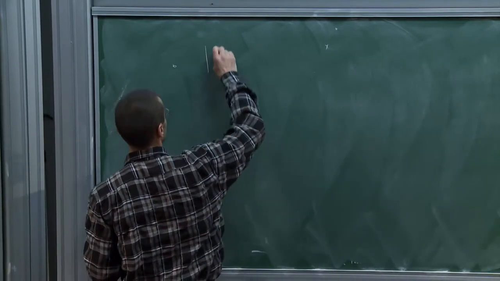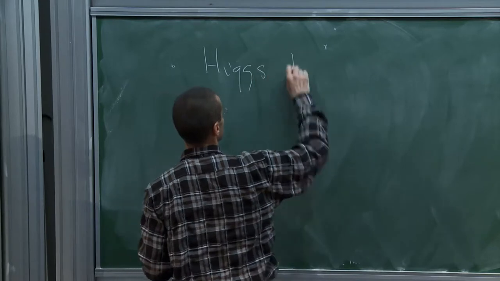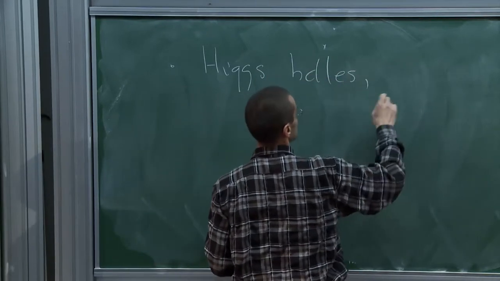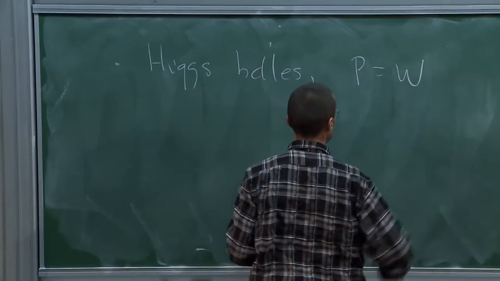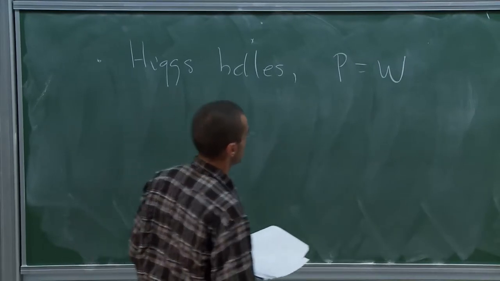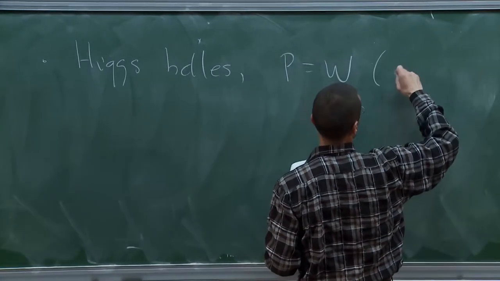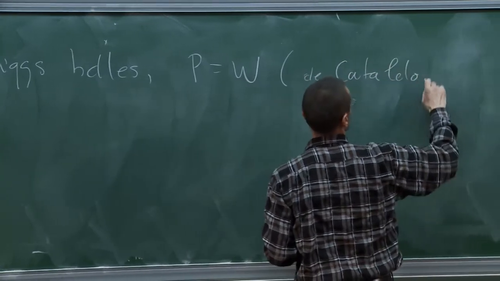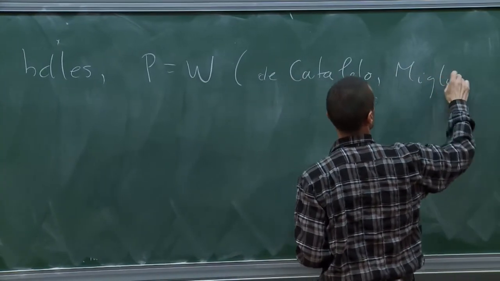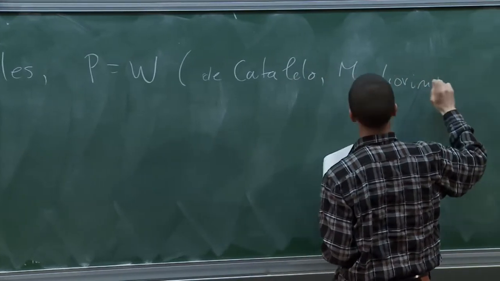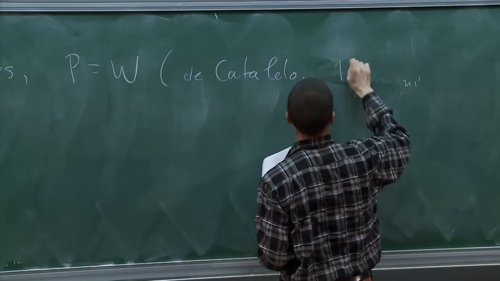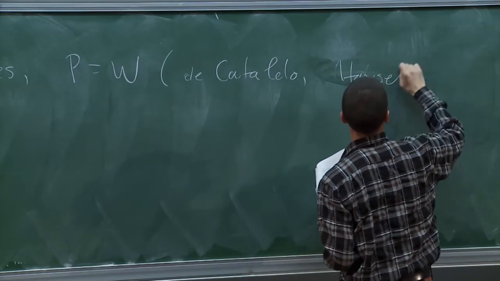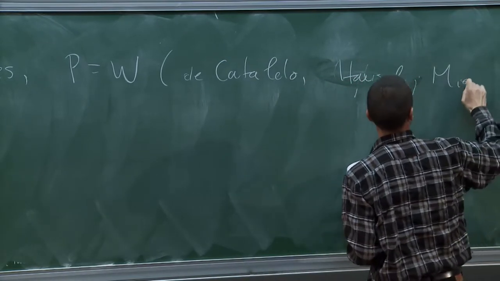So I want to say a few words to bring the Higgs bundles into the picture and the P equals W conjecture. This is a conjecture formulated by Cataldo, Hausel, and Migliorini.